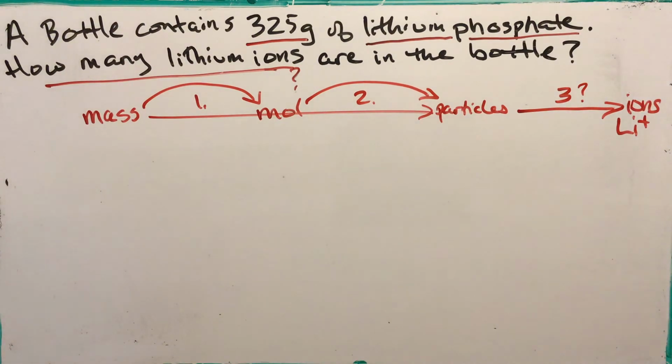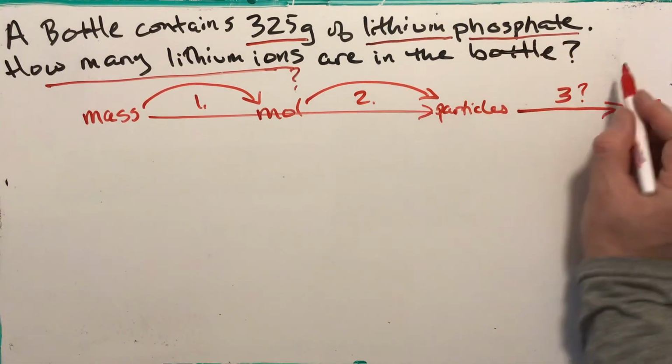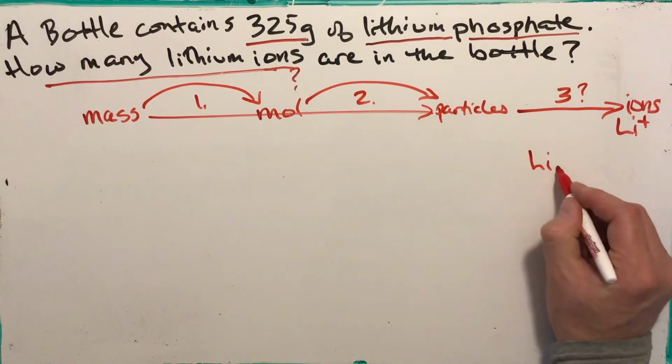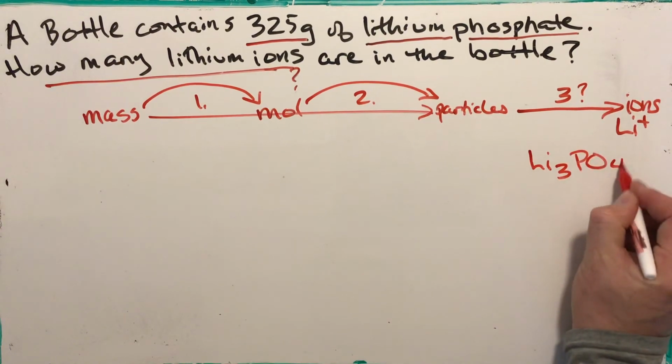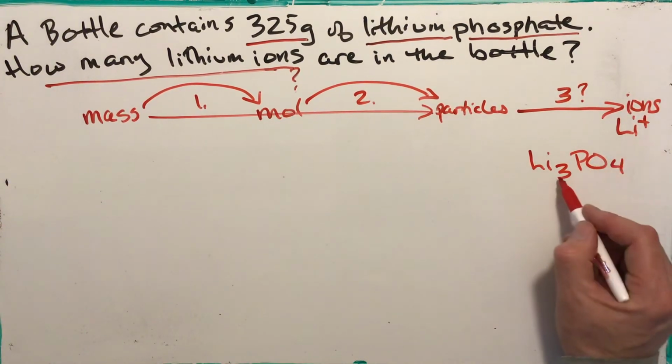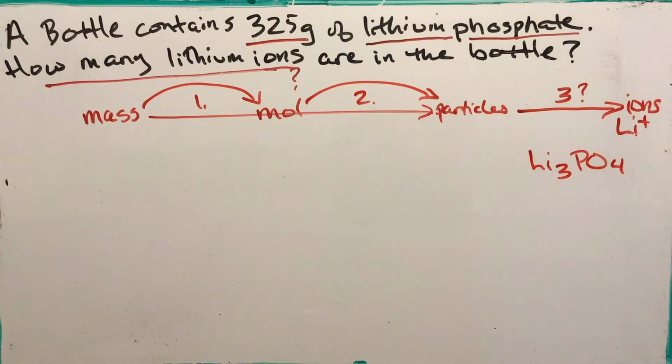So again, the first thing I'm going to do is I'm going to change lithium phosphate into its formula. So lithium phosphate is Li3PO4. This is a 1, it goes there, that's fine. The PO4 is a charge of 3, it comes there. Again, names and formulas, folks. Gotta know how to do them. Anyway, so here's what we're going to do. We'll figure out the molar mass of this.